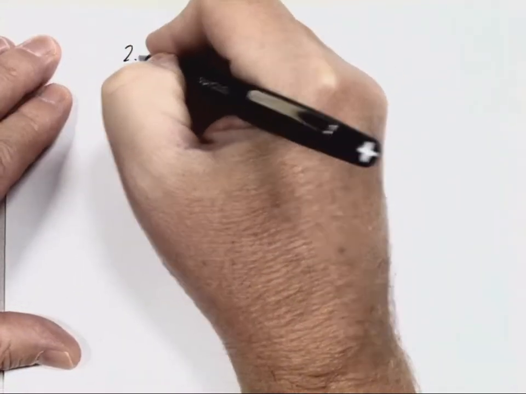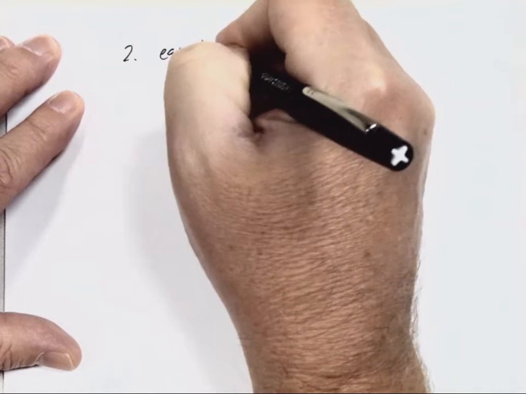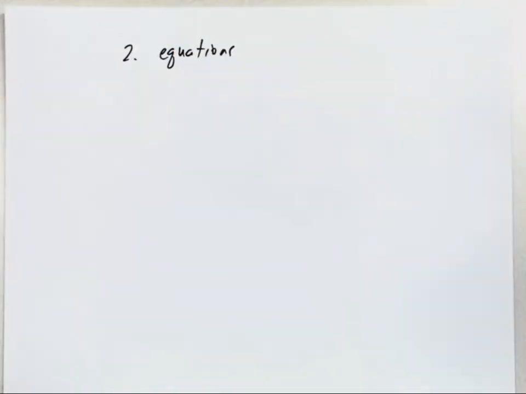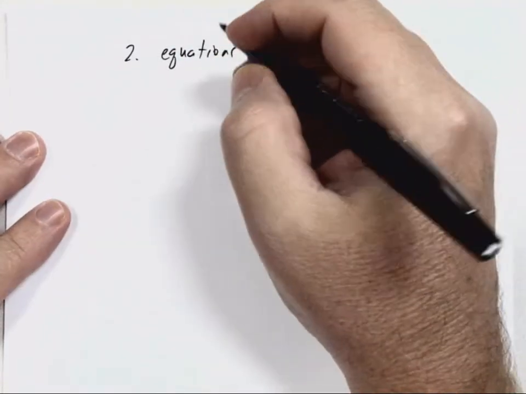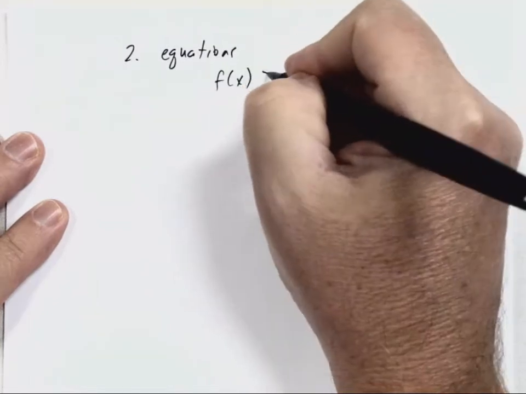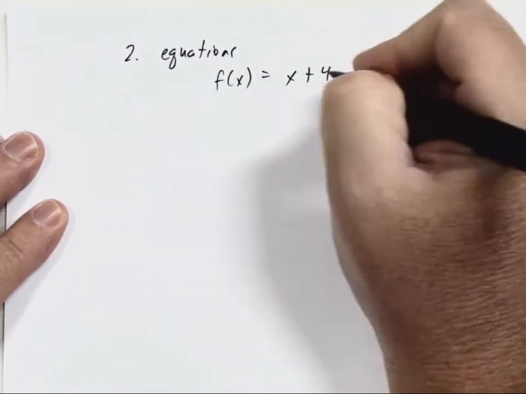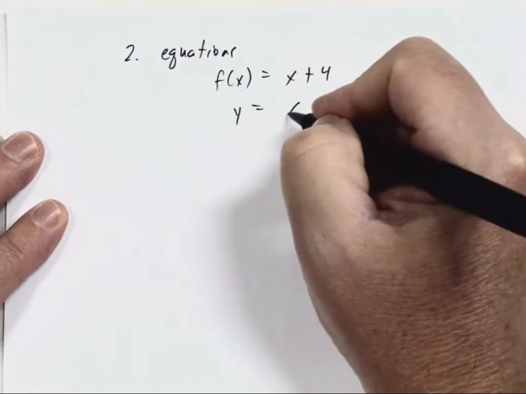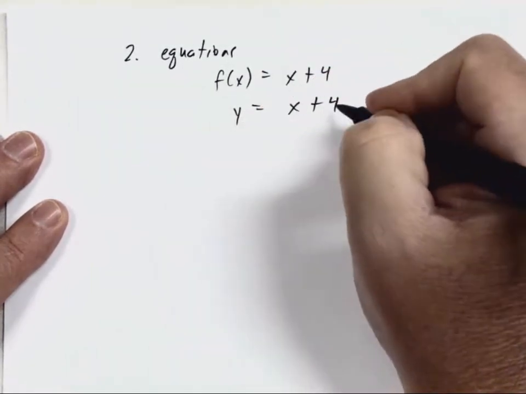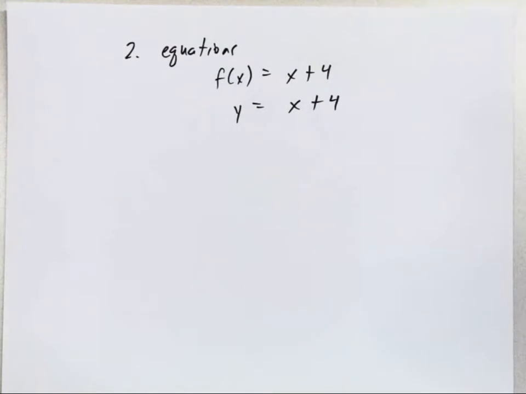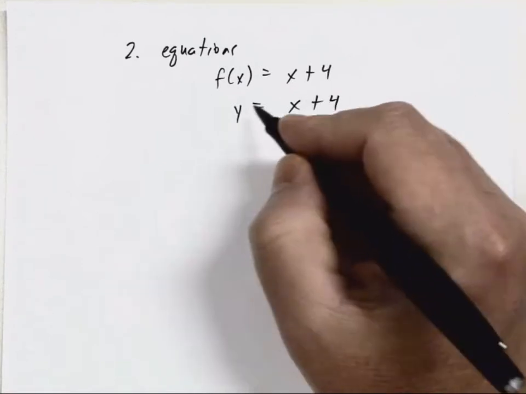So I said there's 3 types of relationships. The second type of relationship will be something that you're very familiar with, and that's equations. Once again, a relationship tells us how x and y are related. We can write it 2 ways. In function notation, we would say f of x equals x plus 4, but if we want to, we can always rewrite it as y instead of f of x. So once again, an equation tells us how x is related to y.